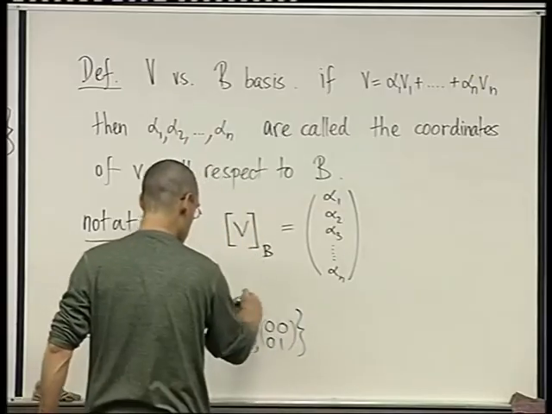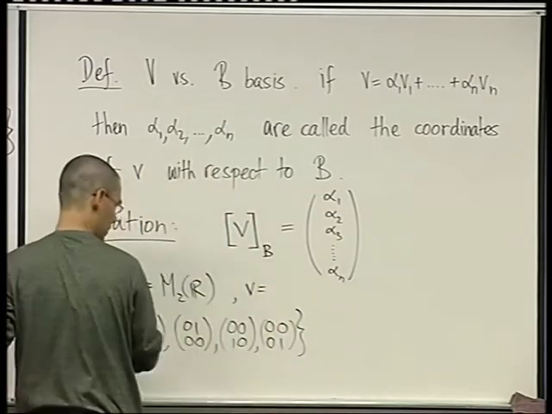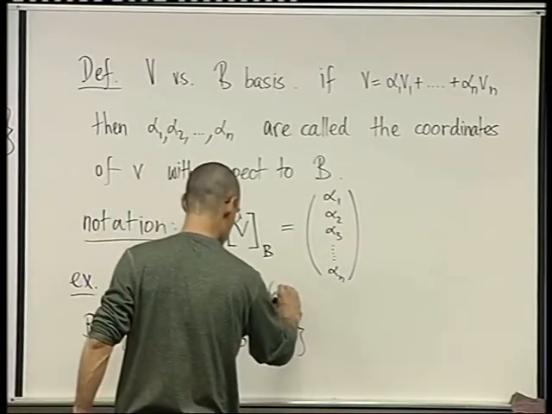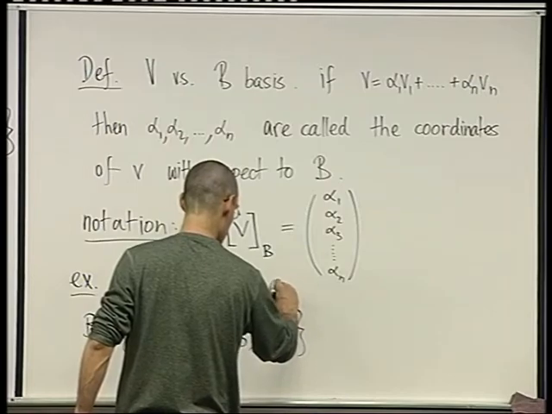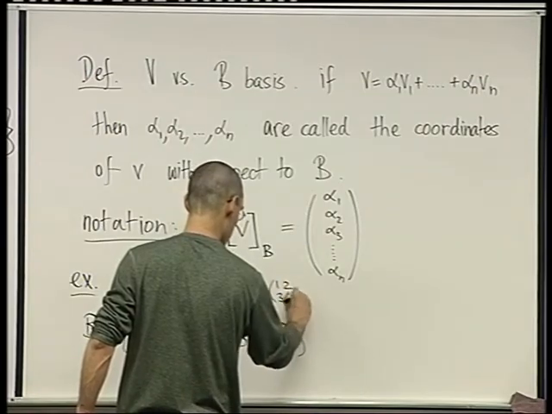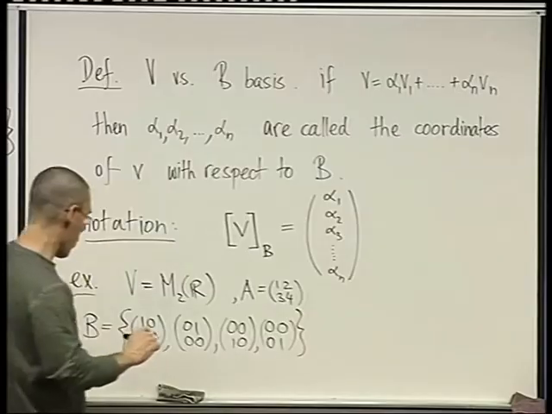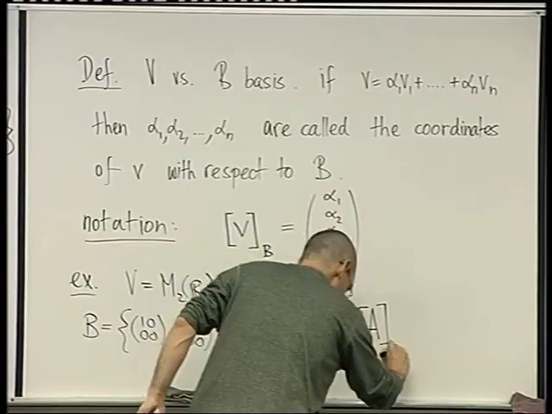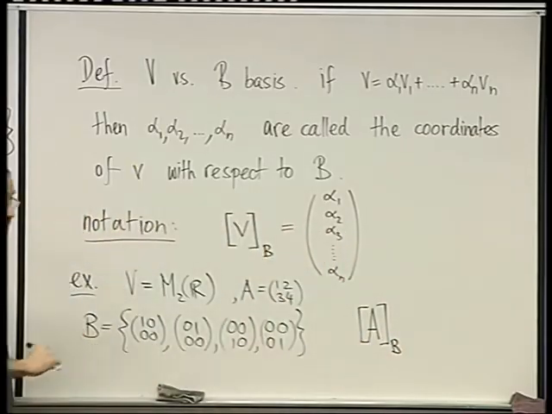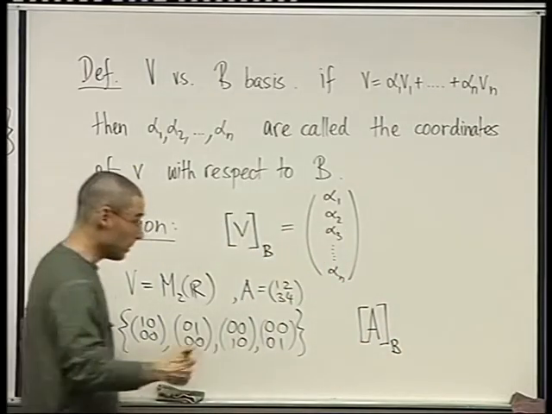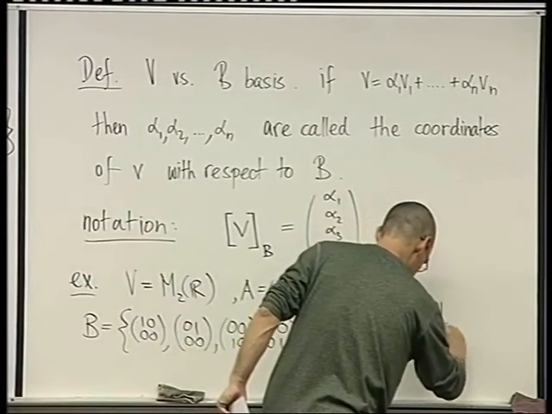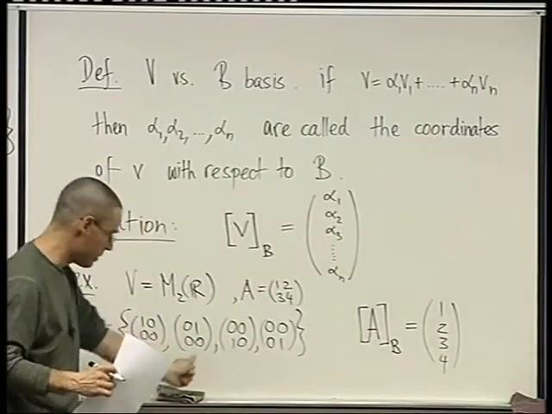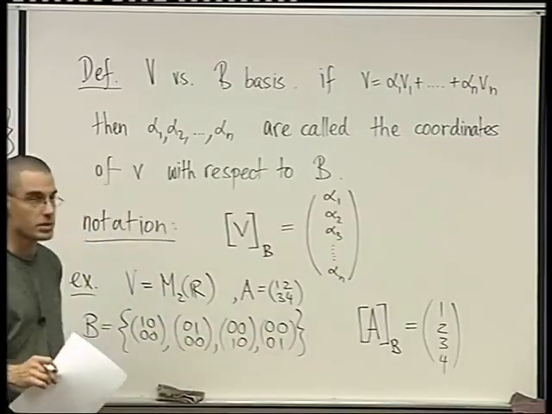And let's take the matrix, let's call it A, to be the matrix 1, 2, 3, 4. What is the coordinate vector of A with respect to the basis B? 1, 2, 3, 4. Right, but it's a vector. 1, 2, 3, 4, because A is 1 times this, plus 2 times this, plus 3 times this, plus 4 times this. Do you see that?